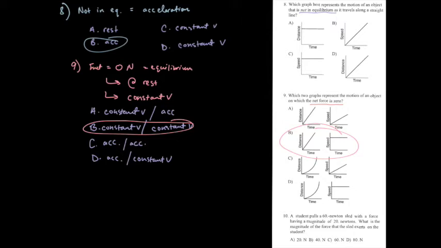Excellent. Alright, number 10, Newton's third law. Here we have a student pulling a sled with a force of 20 newtons. We're looking for the force that the sled exerts on the student. In response to the student pulling, the sled exerts a force back on the student. Based on Newton's third law, action-reaction, equal in magnitude but opposite in direction. So here our answer should also be 20 newtons.